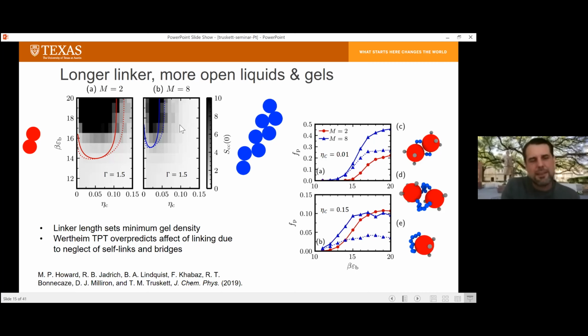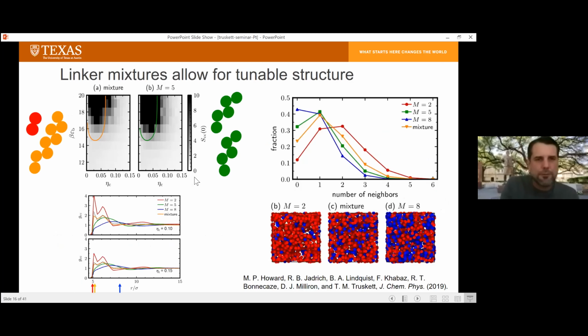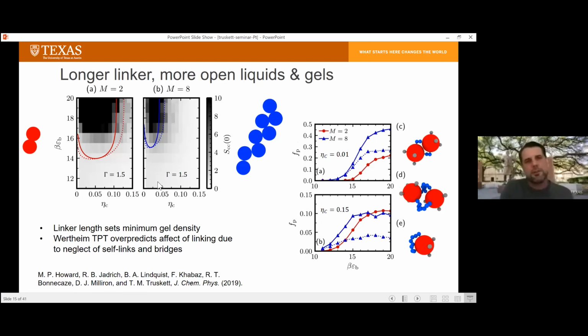And then over here, we have the same thing where we're plotting an example phase diagram where the linkers have molecular weight 8, so longer linkers. And in both cases, we have 1.5 linkers per colloid molecule in the sample. The phase diagrams look qualitatively the same. The shading indicates the molecular simulation, actually the structure factor at zero wave vector, so this is picking up on when phase separation would occur in molecular simulations. And the curves are actually the predictions from Wertheim theory.